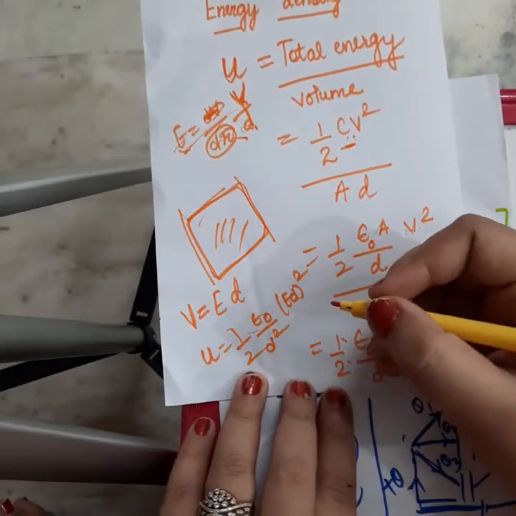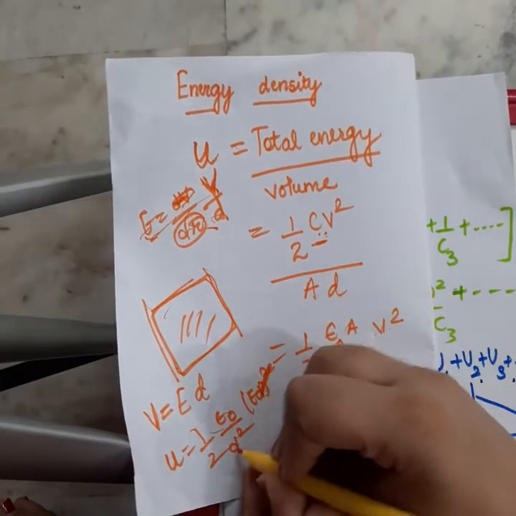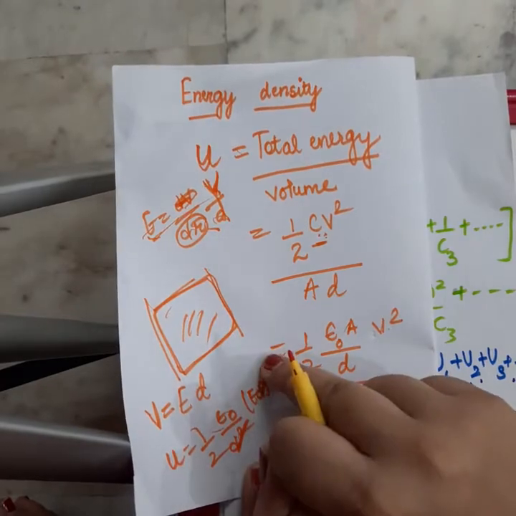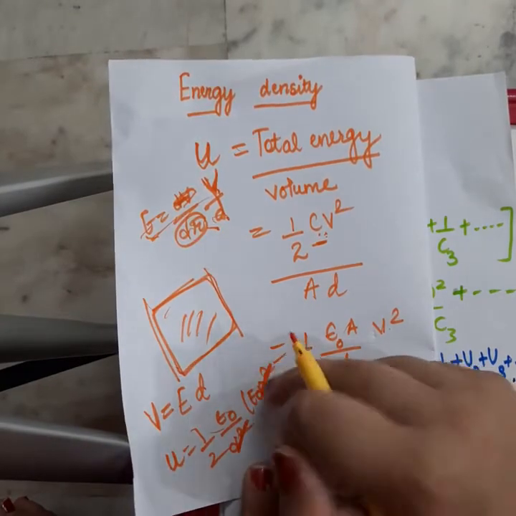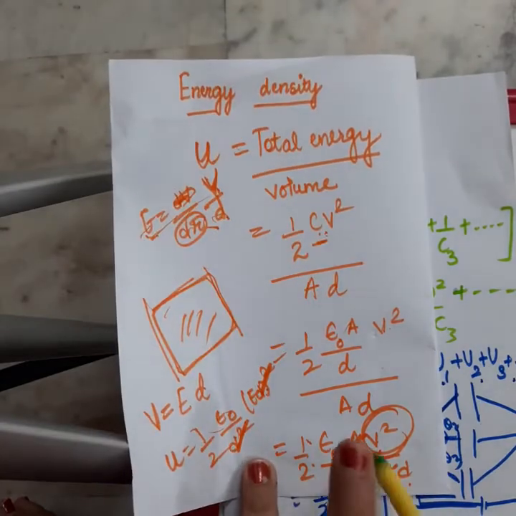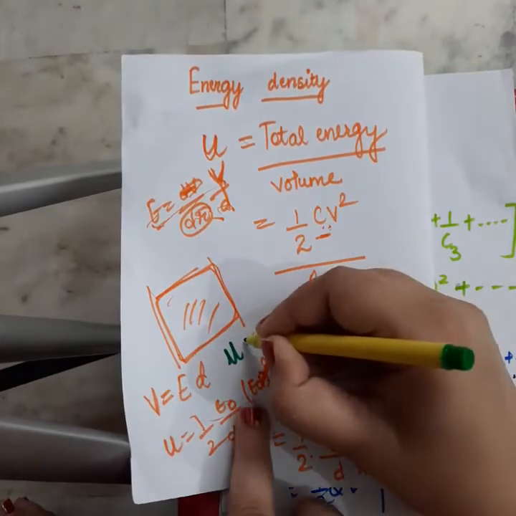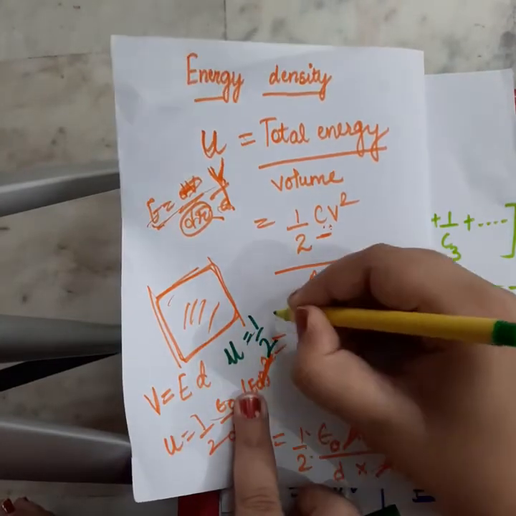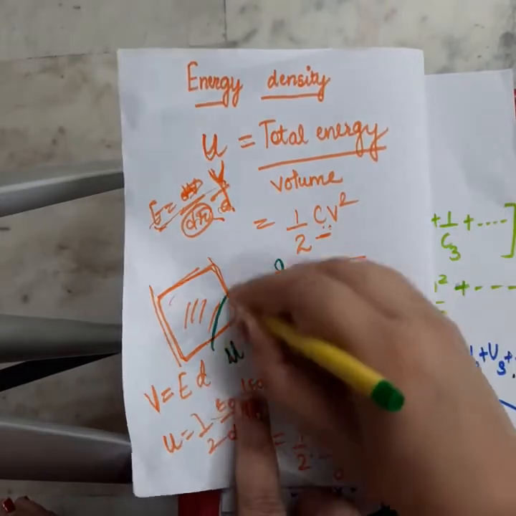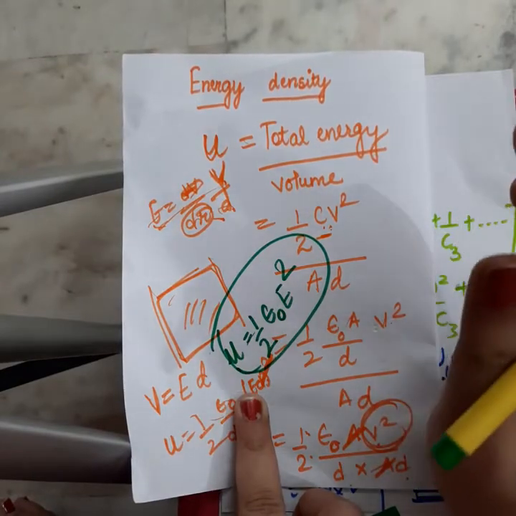So what is going to happen next? You can see here D square cancels with D square, and E square is left over because this was a whole square. So you will be left with the expression where energy density small u is equal to 1 upon 2 epsilon naught E square. This is the value of the energy density of a capacitor.